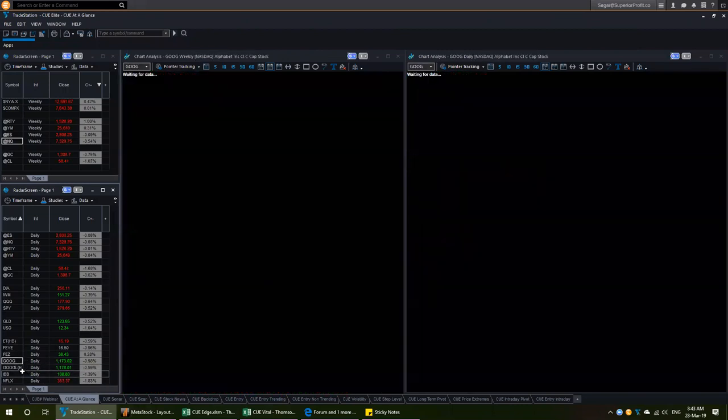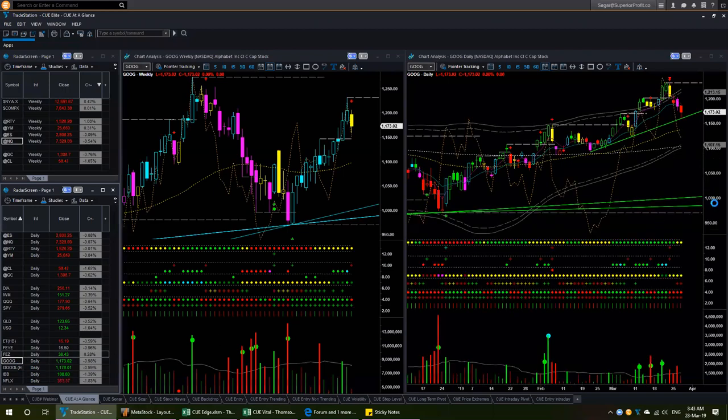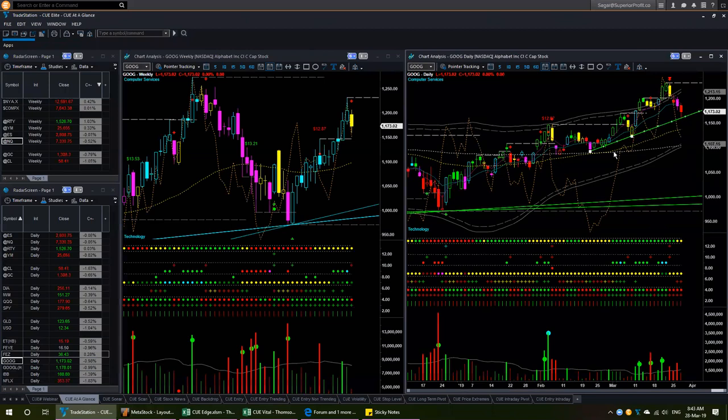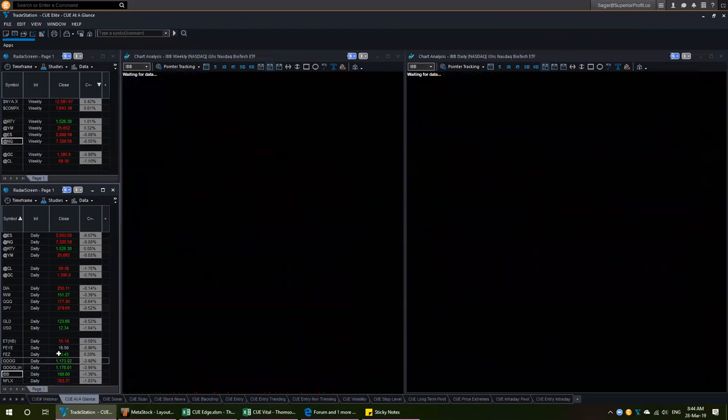Google, G-O-O-G, is Google, yes, Alphabet. This also bounced from the memory support line. From the anchor points, you can find out whether the memory was already there when price touched it yesterday. And we can see the anchor points were here and here. Therefore, the memory support was already there when price tried to come and touch it yesterday and went up. You could take a very precise entry right at the memory support.